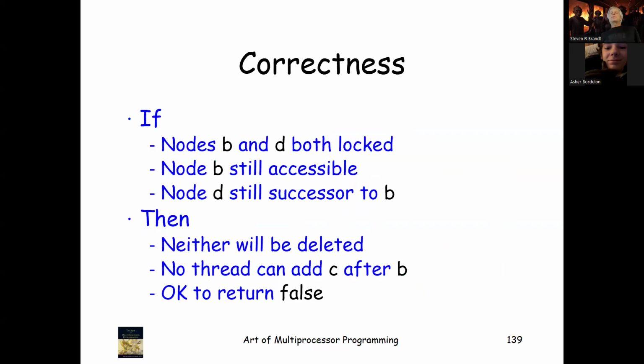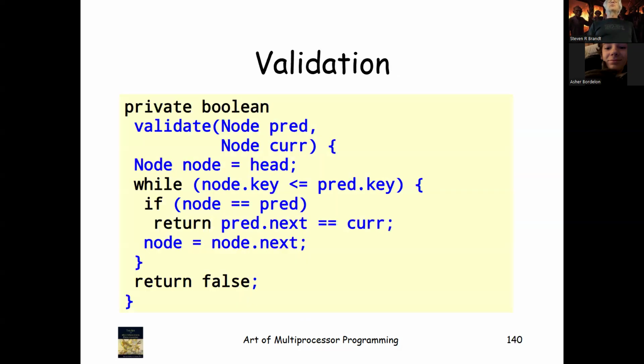And if both B and D are locked and B is still accessible and D is still the successor to B, then neither will be deleted. No thread can add C after B, and it's okay to return false.